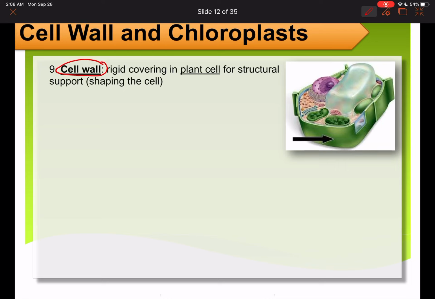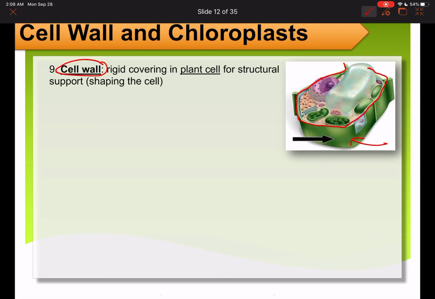Now, we kind of discussed and introduced this in chapter 3. And remember that it was a polysaccharide that is made up of cellulose. Okay, it is a rigid covering for the plant cell right here. So this is the cell wall, this whole green part of the cell.